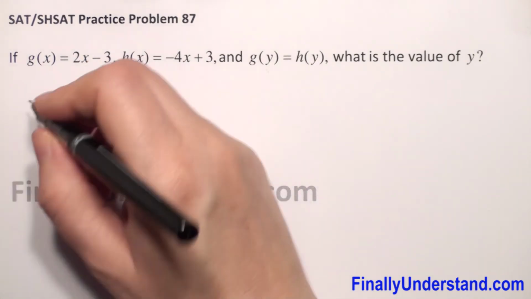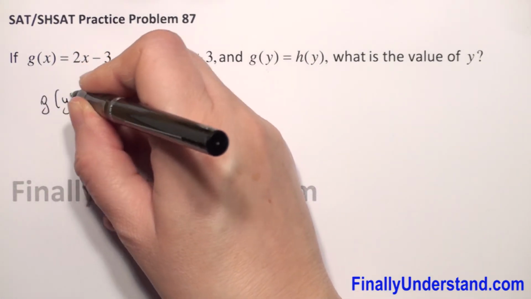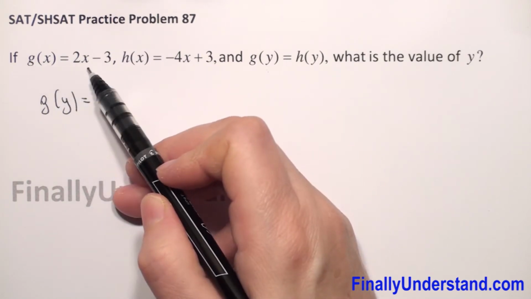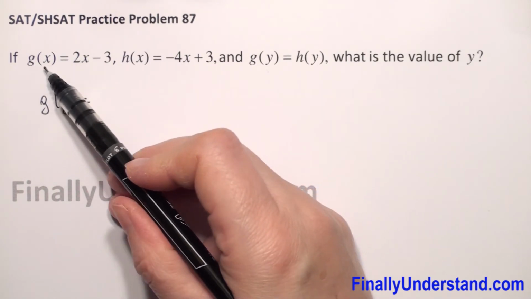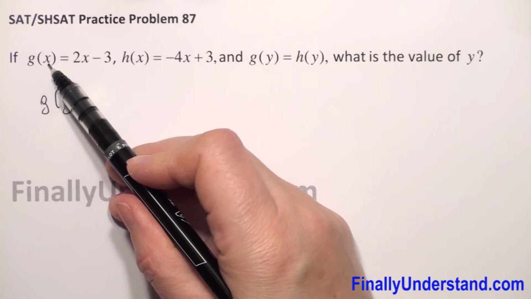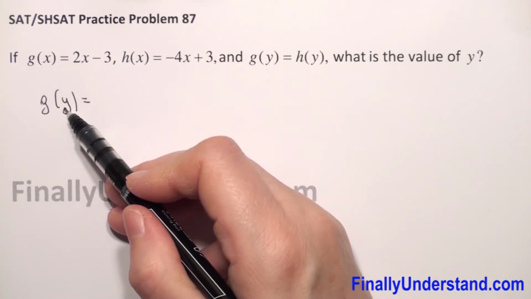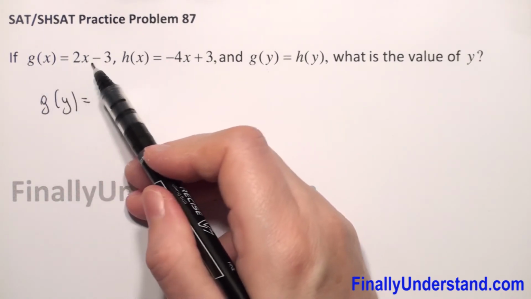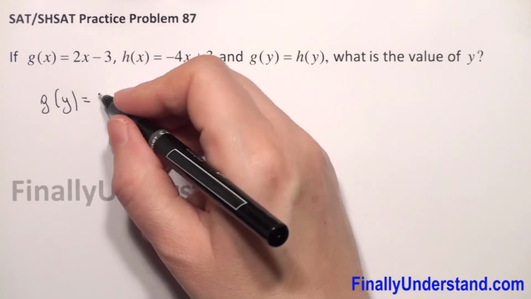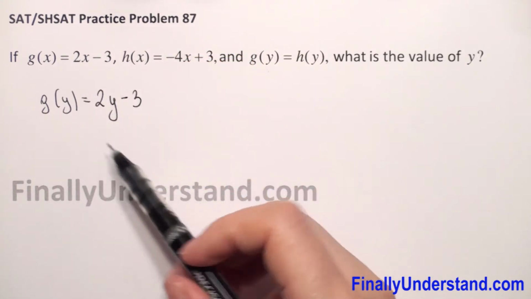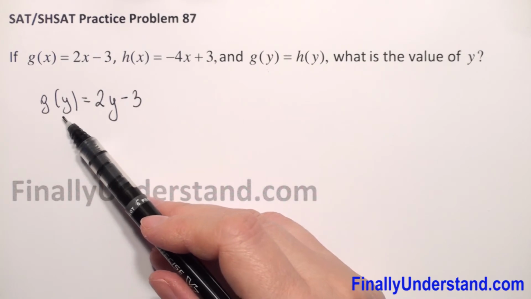So let me do this first. We have g of y. We have to go to the formula of our g function, and we are given that g of x is 2x minus 3. Now we have to find g of y. It means we have to substitute every x in our equation by y. So 2 we copy, x we substitute by y, and we copy negative 3. We have the value of our function for g of y.